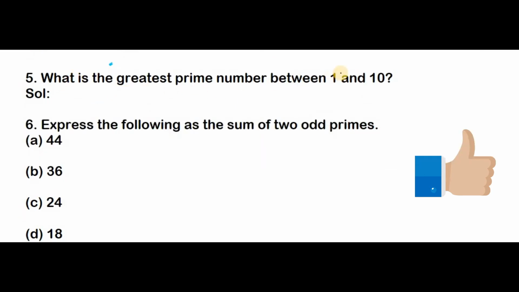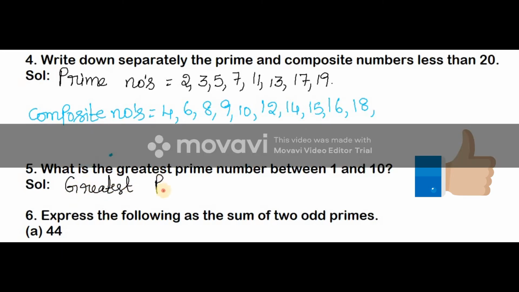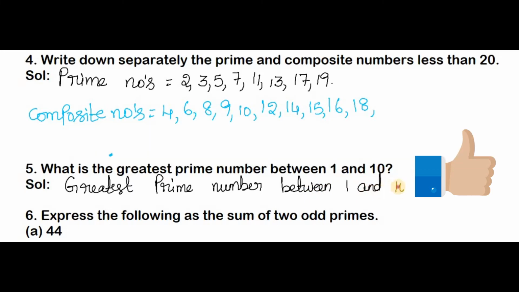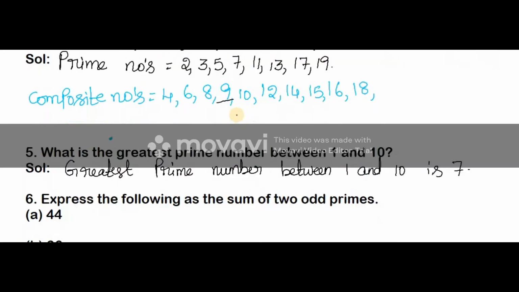Right, what is the greatest prime number between 1 and 10? So among the numbers, the greatest prime number between 1 and 10 is 7. Then what is the greatest composite number between 1 and 10? Of course 10. But since it is between 1 and 10, you should not consider 10. So it is nothing but 9. Very good.